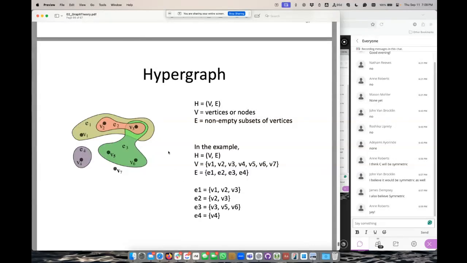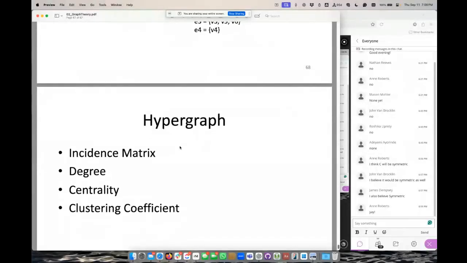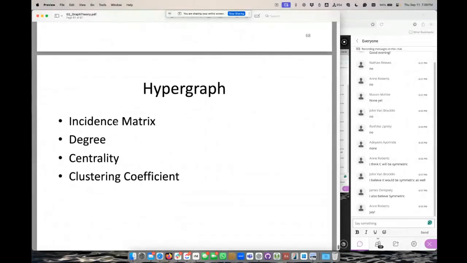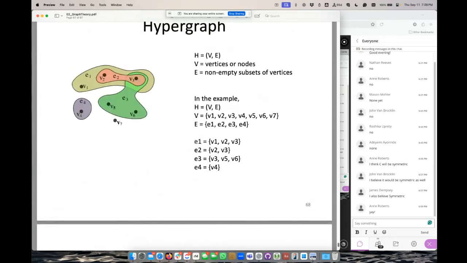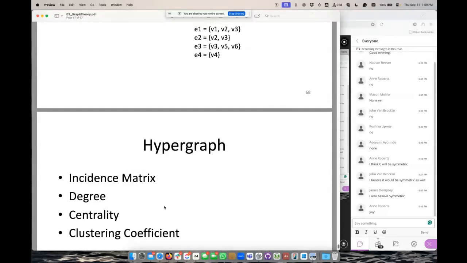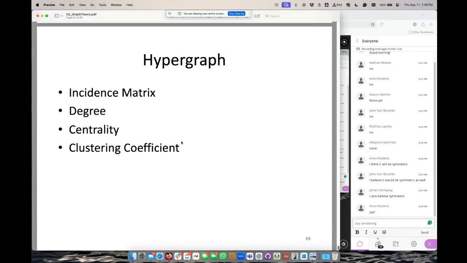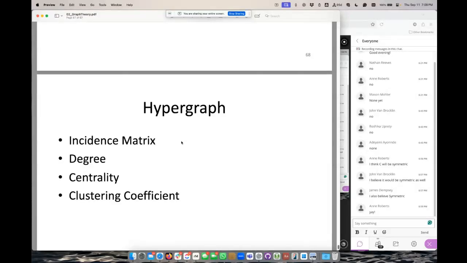Now, given this information, you can start to think about parallel concepts. Like for hypergraphs, you can create an incidence matrix, just like we did previously. So here you have these edges and vertices. You can consider degree, centrality, clustering coefficient, but those are much more complicated formulas. So I didn't put them here, but those parallel concepts exist. And if you're interested, I can share more literature on that where such definitions or formulas are provided, so you can understand mathematically how they're computed.